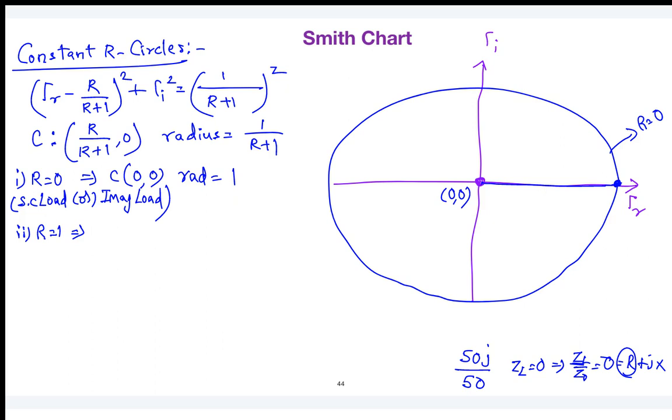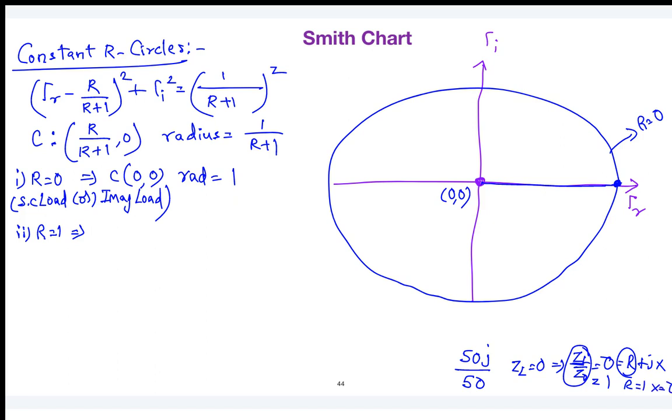Quickly. When you are going to get the normalized resistance equal to 1, that is the matched case, sir. ZL equal to Z0. Exactly, you have to remember. So when ZL is equal to Z0, you are going to get the ratio as 1, which means your r is equal to 1 and x is equal to 0.